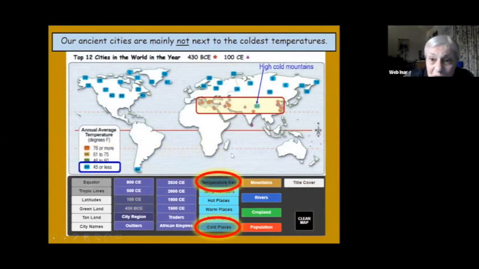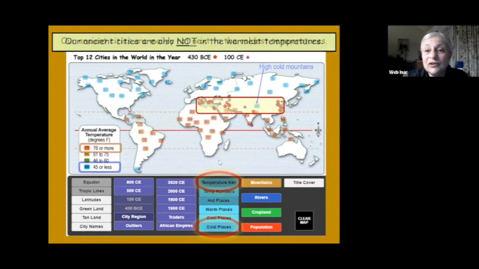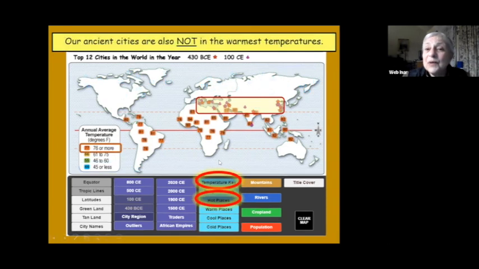So we come to combining, and this is the wonderful thing about Clickable Maps, is you can turn on our people layer, our cities layer in relationship to the cold temperature layers. And what we see are, what is the relationship between ancient cities and cold temperatures? Or what is the relationship between ancient cities and warm temperatures?